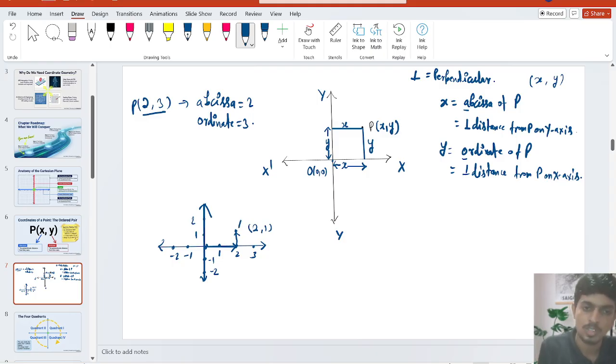Now suppose this is a point A. Its coordinate is (2, 1). If anybody asks what 2 is, 2 is the abscissa of point A, and 1 is the ordinate. I hope it is clear to you.